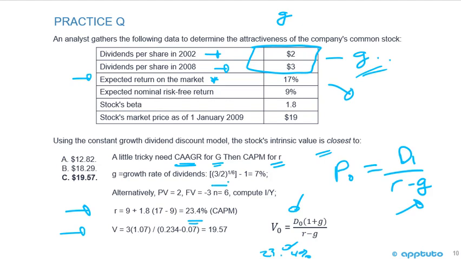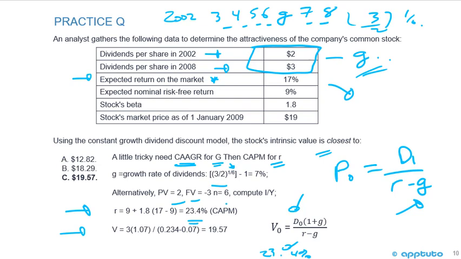And now for the G, as I said, there's two ways to do it. You can do 3 divided by 2 to the power of 1/6 for the compound annual average growth rate, because you started in 2002, 3, 4, 5, 6, 7, 8. So you see 1, 2, 3, 4, 5, 6. So it's fairly easy. 3 divided by 2 to the power of 1/6. Or, if better safe than sorry, you could do present value equals 2, future value equals -3. One has to be negative. N equals 6. And compute the I/Y. Anyhow, nevertheless, in terms of the G, you're going to get 7%.